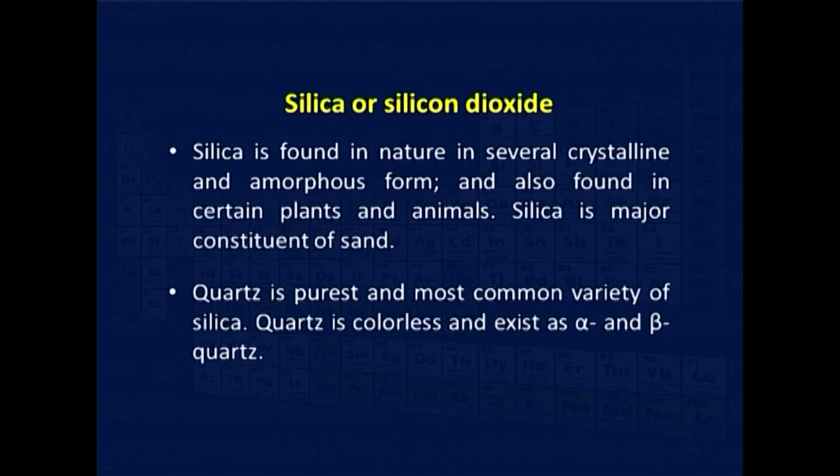Silica is found in nature in several crystalline and amorphous forms and also found in certain plants and animals. Silica is a major constituent of sand. Quartz is the purest and most common variety of silica. Quartz is colorless and exists as alpha and beta quartz.